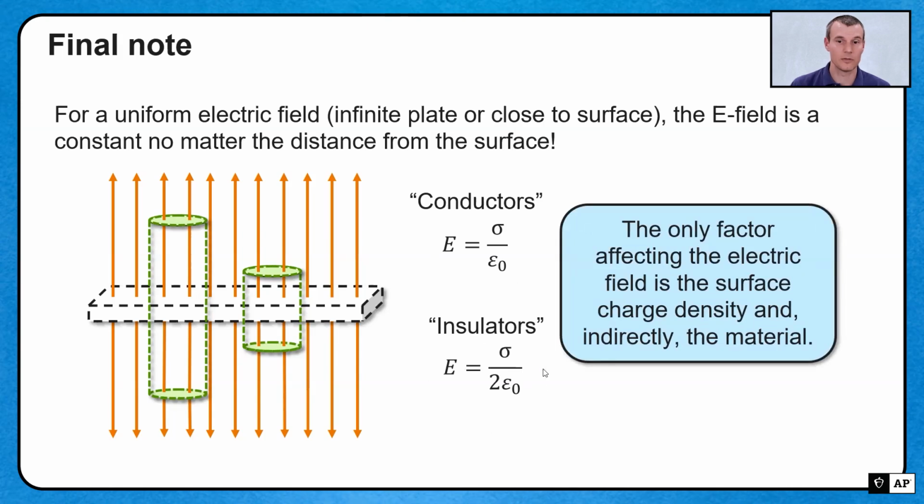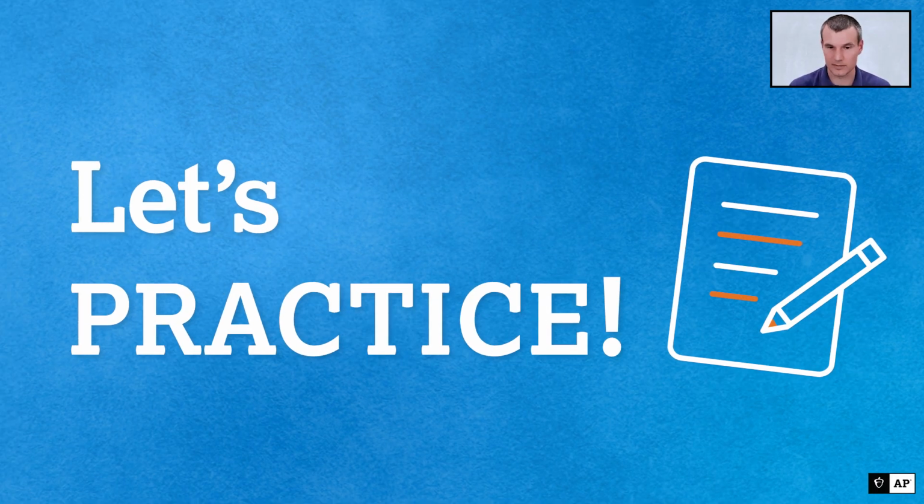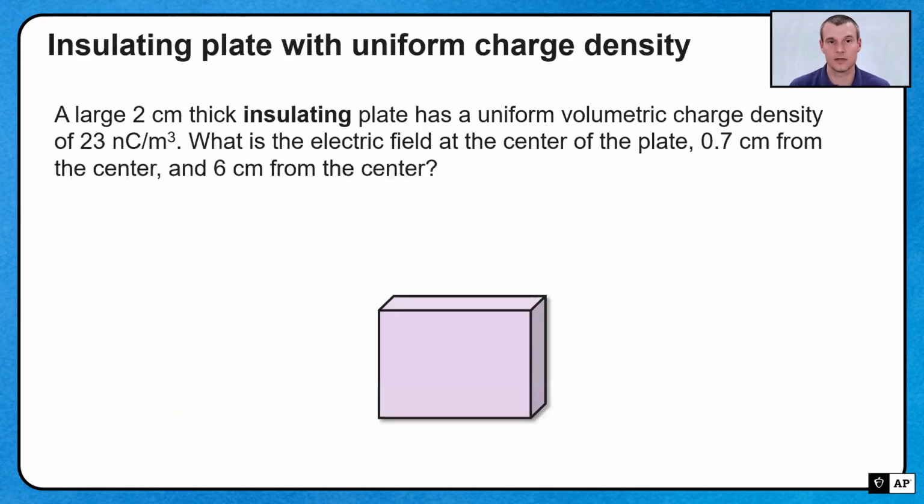For an insulator, it might look like this, where the only factor, which is the main thing here, for the electric field, is the surface charge density, and indirectly the material. If you have a more dense charged surface, it's going to increase your electric field. If it's a conductor versus insulator, those are also going to behave differently. So let's look at one final practice example to kind of apply this and send it home.